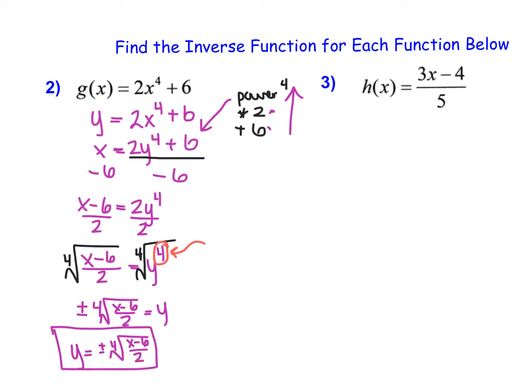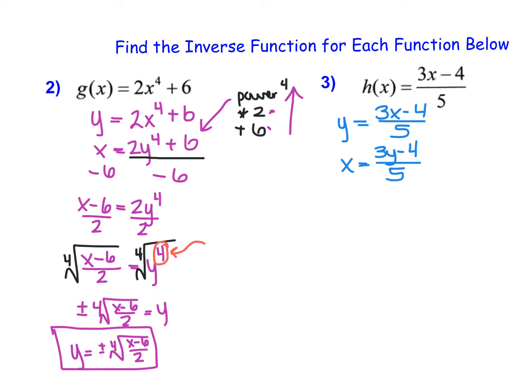All right, moving on to the next one. So here I notice I have h of x equals (3x minus 4) all over 5. So I'm going to start by switching that to be y equals (3x minus 4) over 5, and then switch my x and y. So I end up with x equals (3y minus 4) all divided by 5.